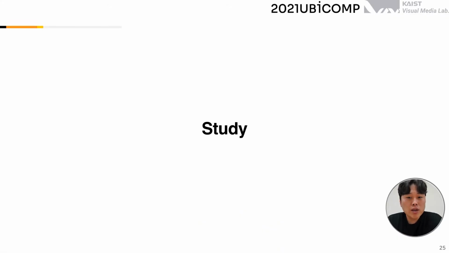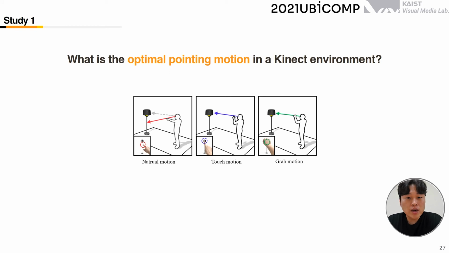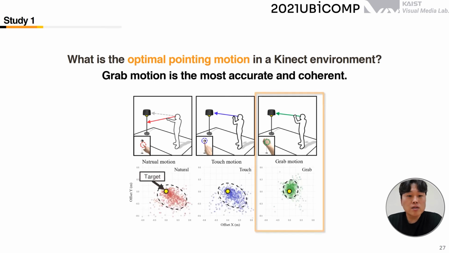We conducted 3 experiments to investigate the characteristics of our system. The goal of the first study is to identify the optimal pointing motion that leads to accurate and coherent pointing results. Because our method utilizes human pointing gestures, the pointing gesture itself should be accurate and coherent for an accurate registration result. We compared the pointing results formed by 3 pointing motions. The experimental results showed that the ground motion is most accurate and coherent in a Kinect environment.